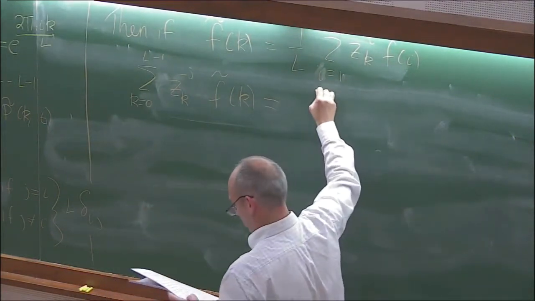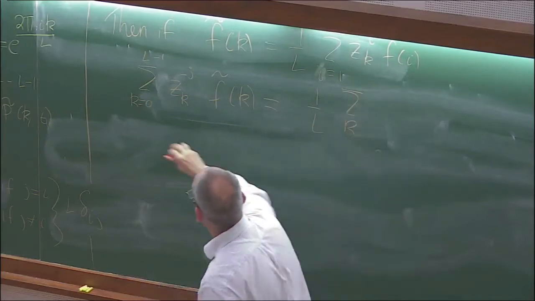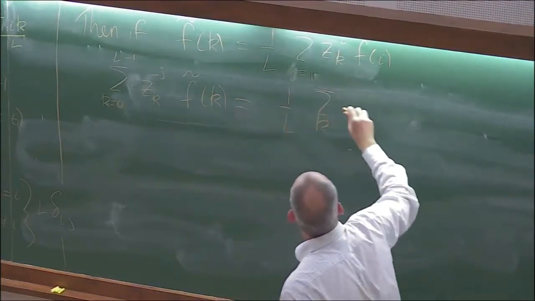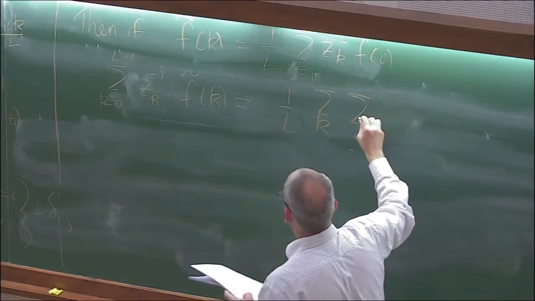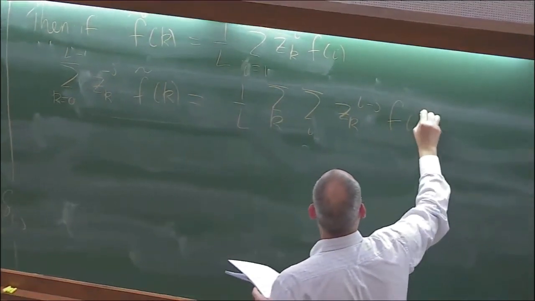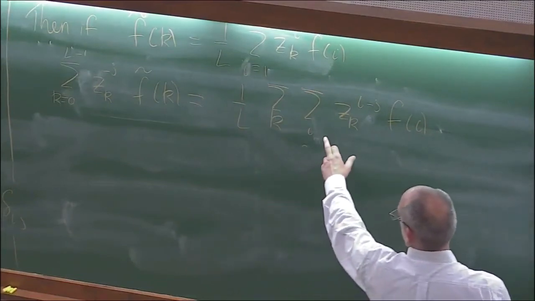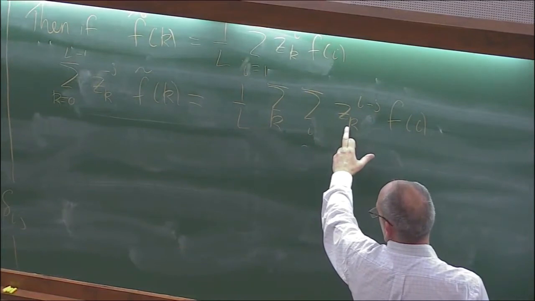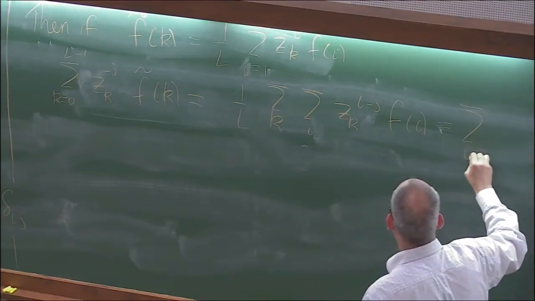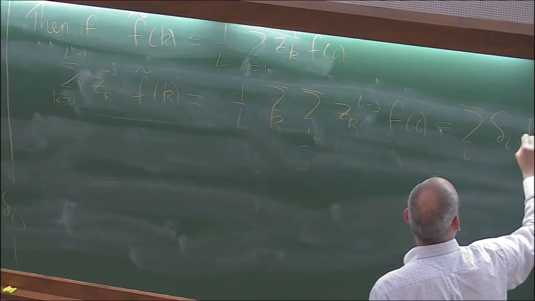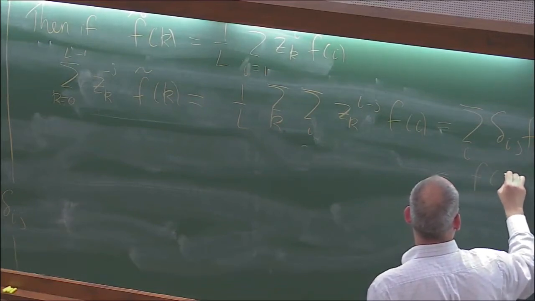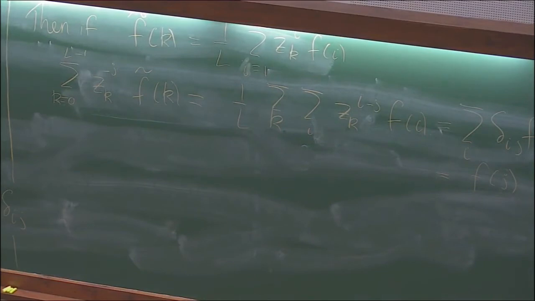Well, what have I got? I've got 1 over L, then sum over k, let's be lazy here, I won't write out the limits of the sums. And then here I've got a sum over i, and I'm going to have z_k to the i minus j f_i. And because we just showed it, this sum over k gives me a delta with an L, so I end up with the sum over i, delta_ij f_i, and of course that is just f_j. So that's how I invert this discrete Fourier transform.